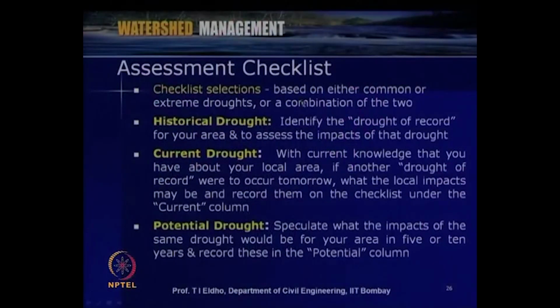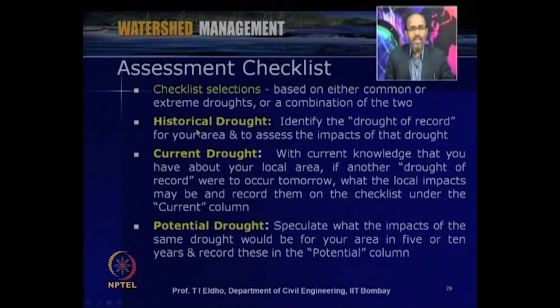When we look into drought assessments, we can produce various tables in tabular form with various parameters, and then we can come up with a checklist, with respect to various conditions, whether a historical situation is there, or how the current situation is, or whether there is potential drought. That way, a checklist selection can be based upon either common or extreme droughts or a combination of the two, and then historical droughts that identify the drought of record for the area and assess the impacts of that drought.